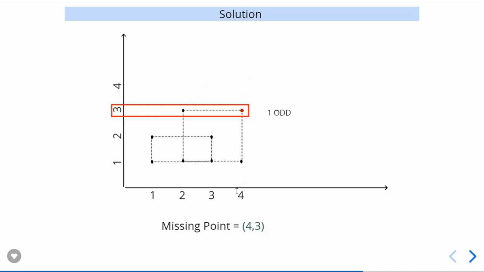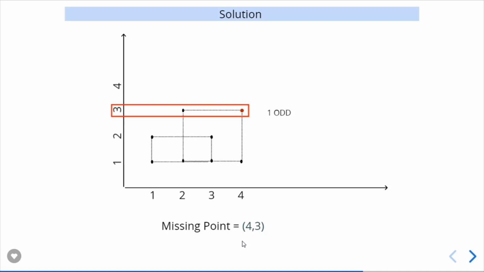So we got the x coordinate, we got the y coordinate, and only one coordinate will have odd frequency. Why? Because we got 2n-1 points, and only one point is missing from it, right? So only one x coordinate and one y coordinate will be repeated an odd number of times. So we got the values of x and y, and we'll output them. So this was the approach of this problem.